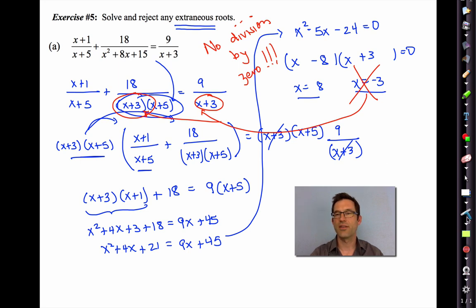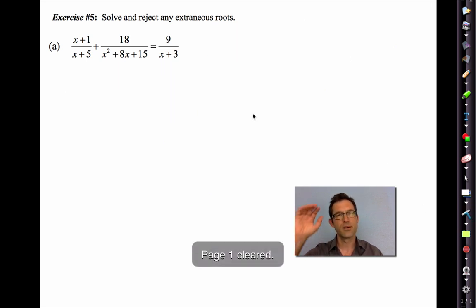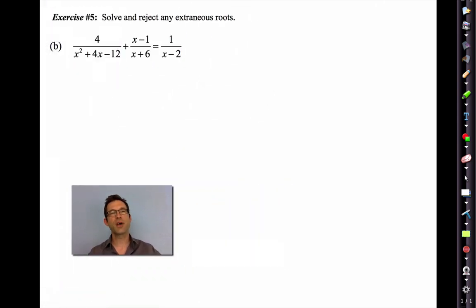All right, let me clear out the text and have you work on the last one on your own. Take a shot at this one and reject any roots that are extraneous. Okay, let's go through it. Well, just like before, I want to take that initial denominator and factor it. And it does factor as x plus 6 times x minus 2.